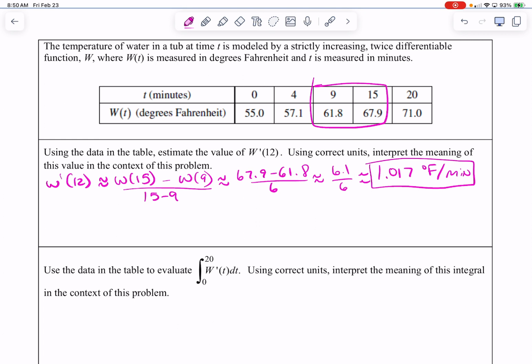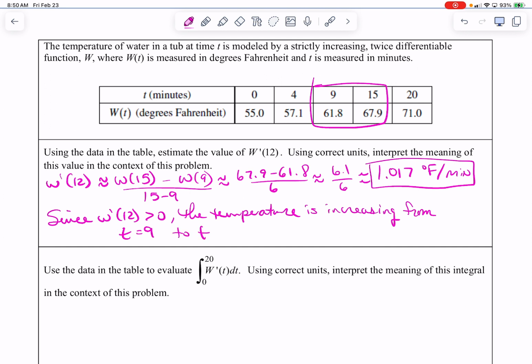What does that represent? And what is the temperature doing at the rate of 1.017 degrees Fahrenheit per minute? So, since W prime of 12 is positive, the temperature is increasing from t equals 9 to t equals 15 minutes. Okay?